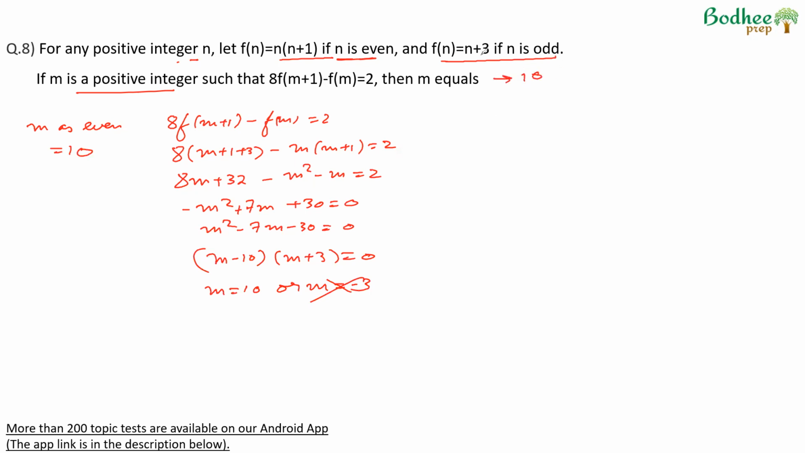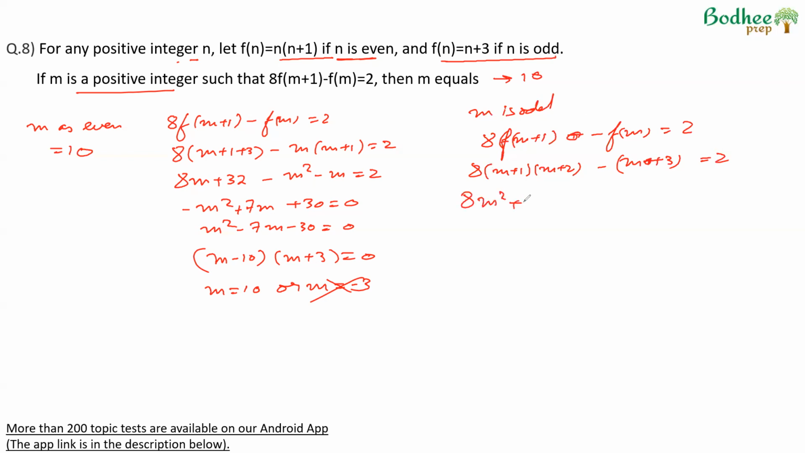I can very well stop here, but I'll just check for m odd as well. If m is odd, we will have 8 times f of m plus 1, m plus 1 will be even, minus f of m, which will be odd, is equal to 2. This becomes 8 into m plus 1 into m plus 2, because m plus 1 is even, minus f of m, which is m plus 3 in brackets, is equal to 2. So this becomes 8m square plus 24m plus 16 minus m minus 3 is equal to 2. So 8m square plus 23m plus 11 is equal to 0.